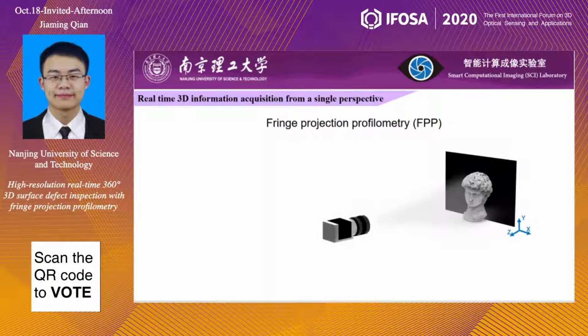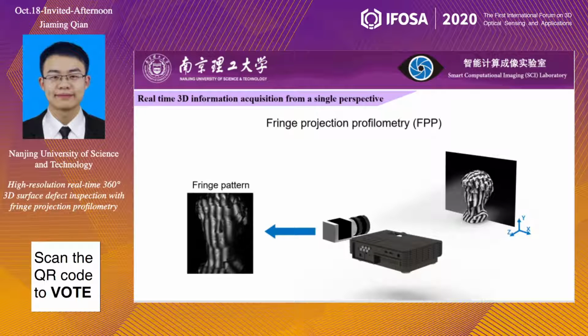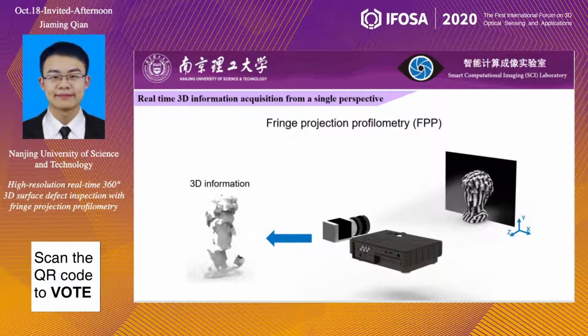Whether for real-time point cloud registration or real-time inspection, real-time 3D information acquisition is the first step. In this work, we use fringe projection profilometry to reconstruct the 3D information of the object. In FPP, some fringe patterns are projected onto the object and then captured by the camera. With the corresponding decoding algorithm, we can reconstruct the 3D information of the object.